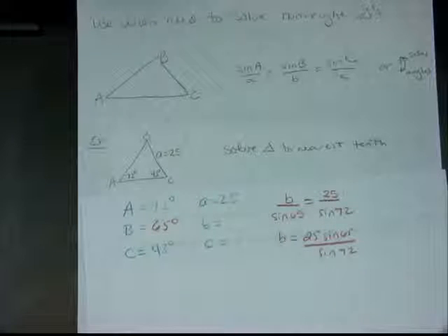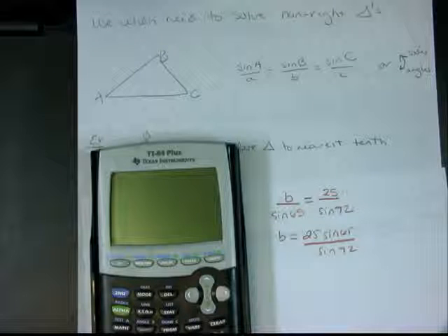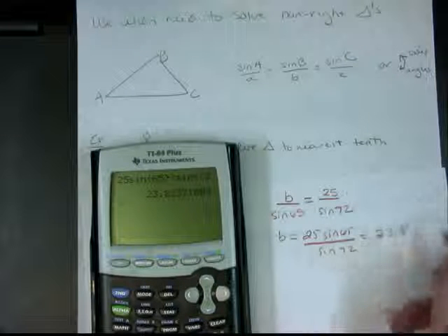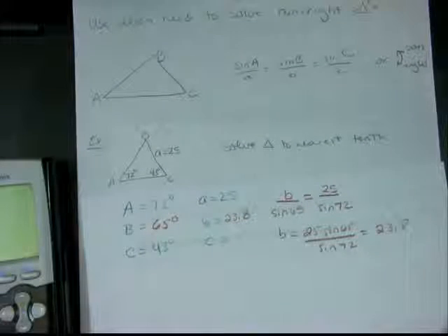And now type that into your calculator. Please make sure to use parentheses appropriately or you will get errors. So we get side B is 23.8, and that's good enough for that. You don't need to go beyond one decimal place, unless directions specify differently.